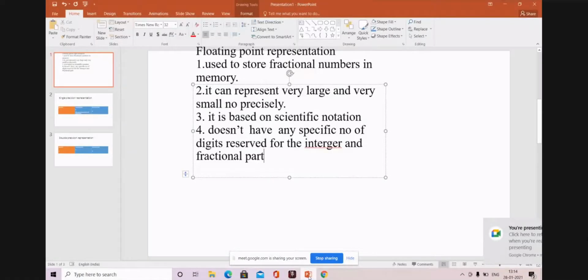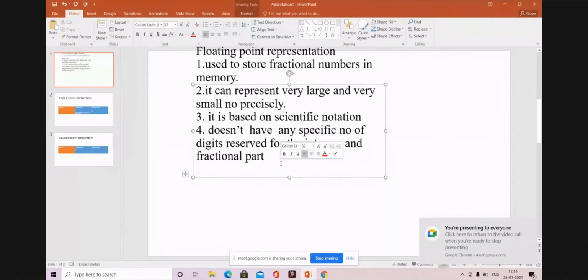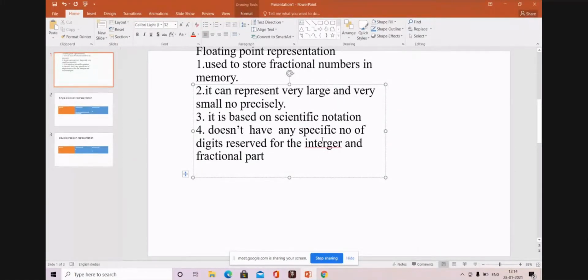All right, so this is the definition of your floating point representation. Floating point example: if you look at the number 4, it does not have any specific number of digits reserved for the integer. Suppose I have to represent some numbers along with this one, like 66767. Now I can write any large numbers and then a fractional point like this, any specific numbers.